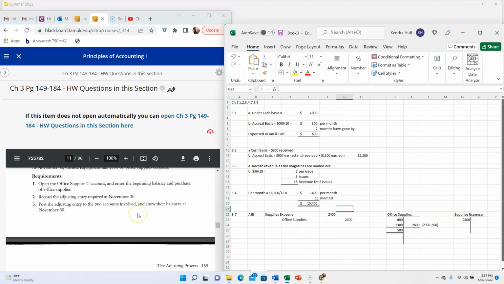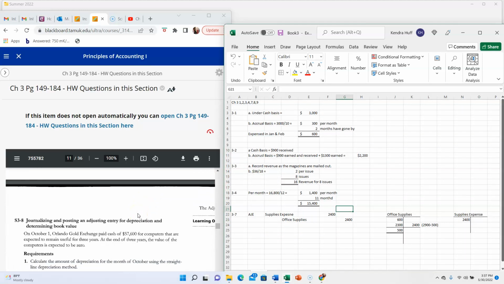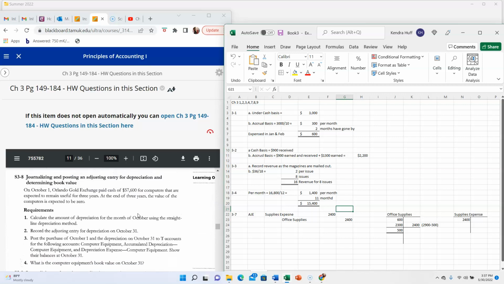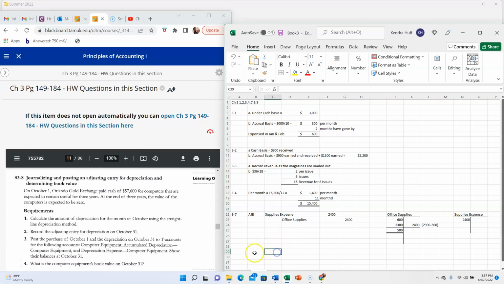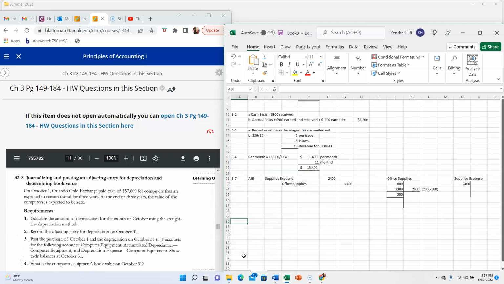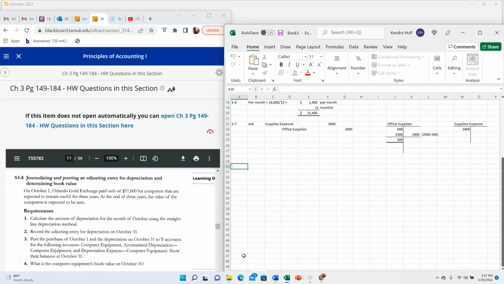All right, number 8. Number 8 is depreciation. On October 1st, Orlando Gold Exchange paid cash of $57,600 for computers that are expected to remain useful for 3 years. At the end of 3 years, the value of the computers is expected to be 0. Calculate the depreciation for the month of October using straight line depreciation method.